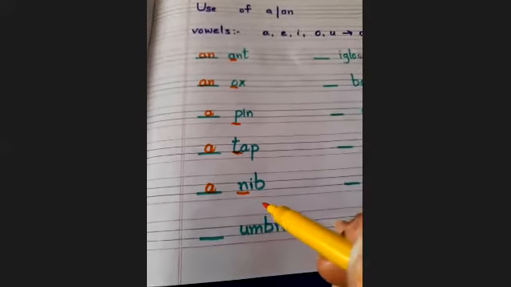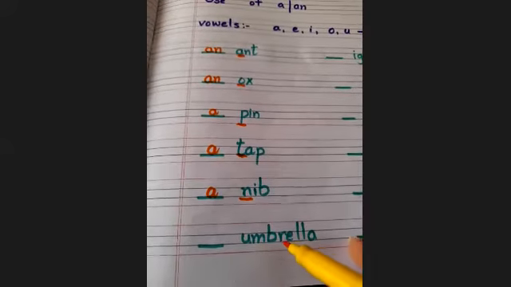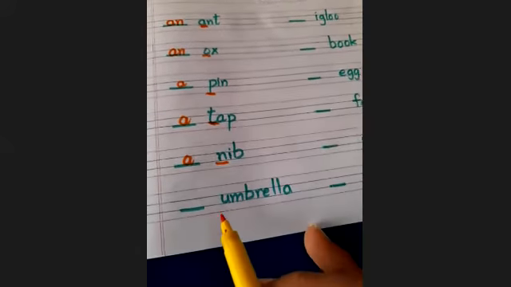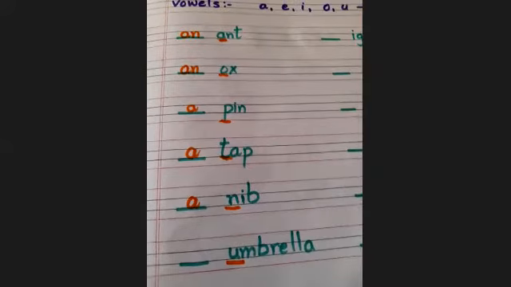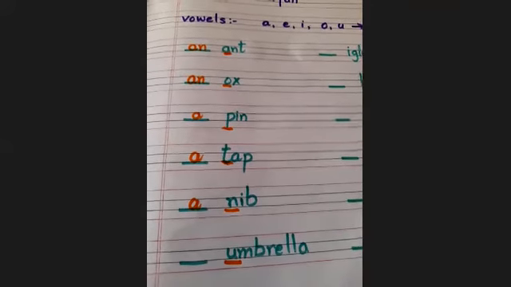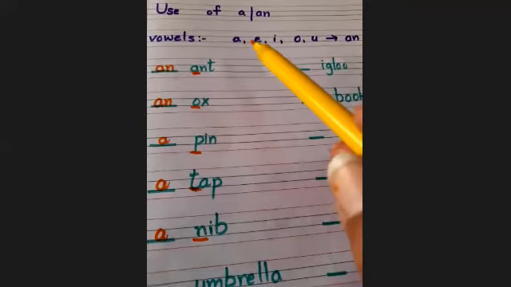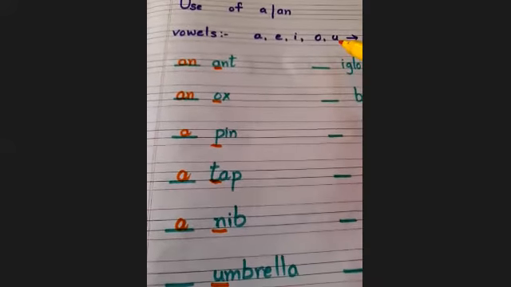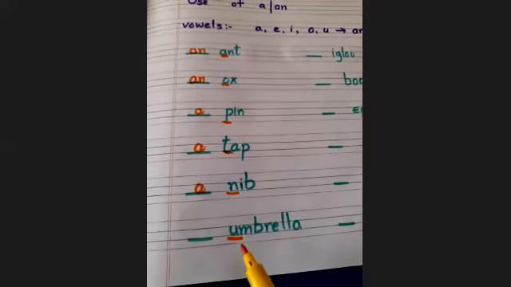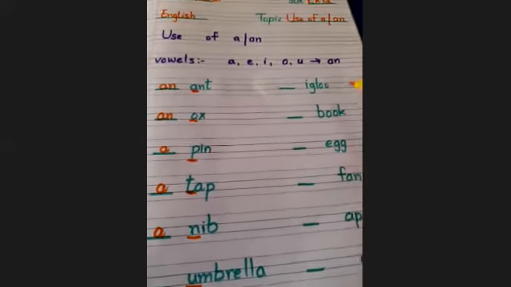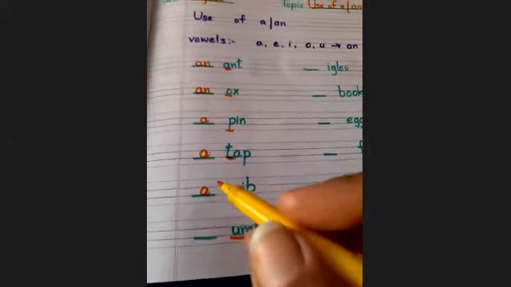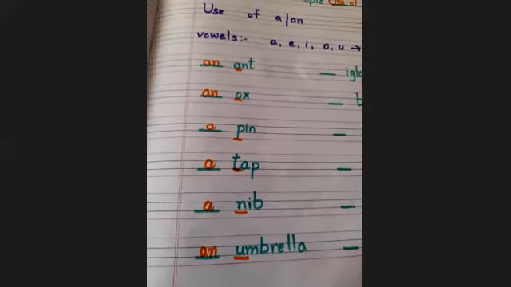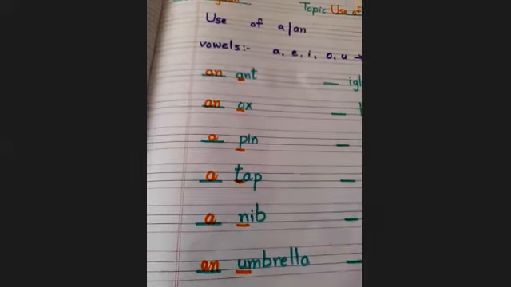Our next word is U, M, B, R, E, double L, A, umbrella. Now see carefully, the first letter is U. A, E, I, O, U, these are five vowels. This is U, and this is also U. So what will we write? AN. We use AN. An umbrella.